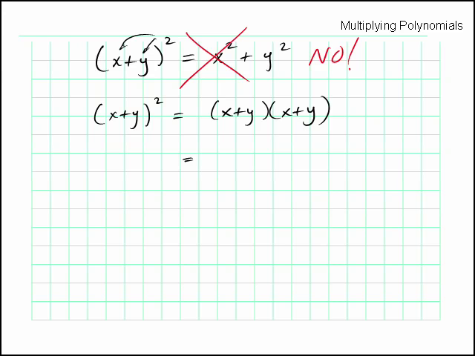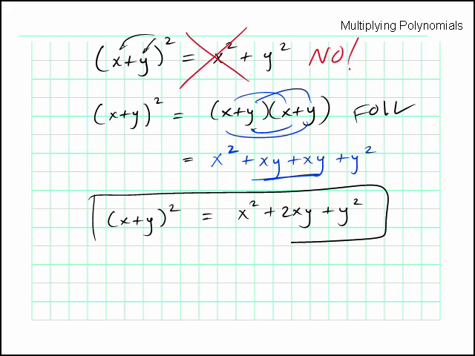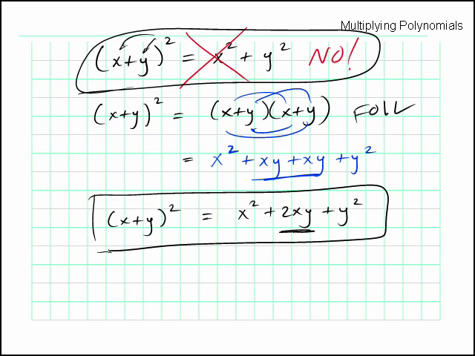Now that multiplication problem can be worked out using FOIL. So I will now FOIL that out. And if I do that, I get x squared. That's an x squared there. An xy. A y times an x is another xy. And then that's a y squared. If you combine those like terms, this is x squared plus 2xy plus y squared. And so notice it's not x squared plus y squared. There's a middle term in there. Okay, so let's not make this common algebraic error.